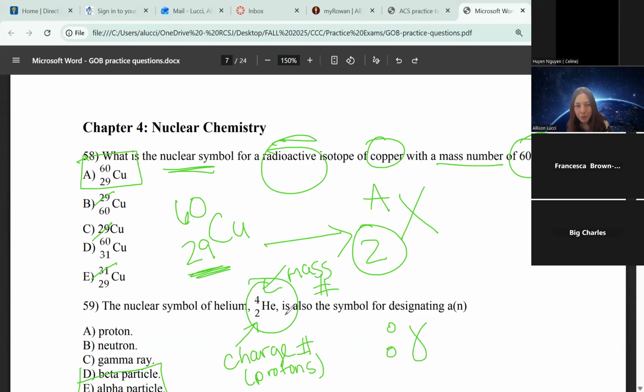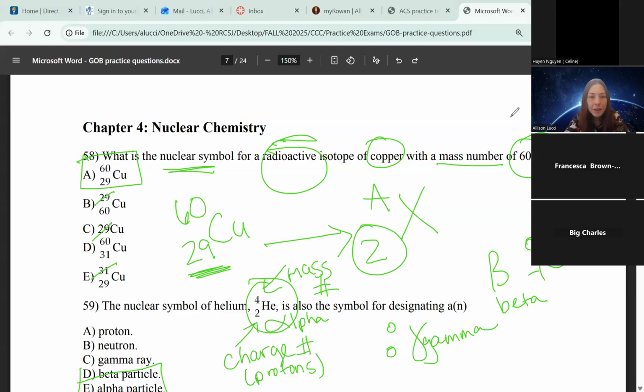So I have my alpha particle, then I have my gamma ray here. And then my beta particle that you see as answer choice D here, that would imply an electron, which we know has no mass and a -1 charge. So beta. All right, so I would know just those three nuclear particles, how they're abbreviated, how they're represented.